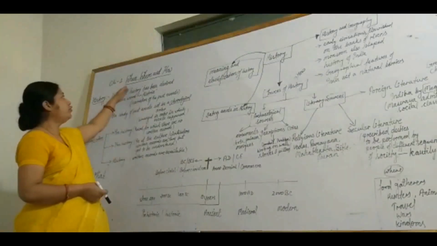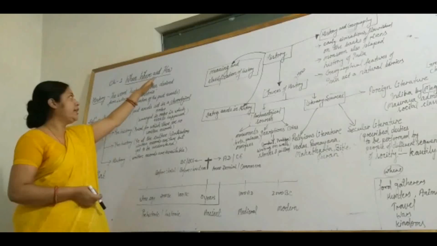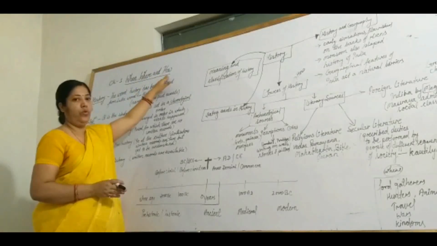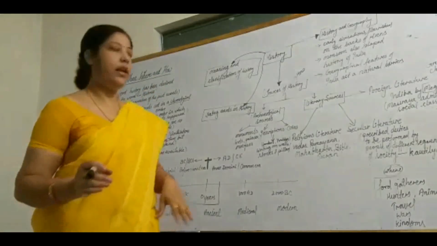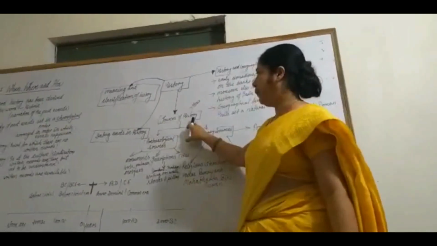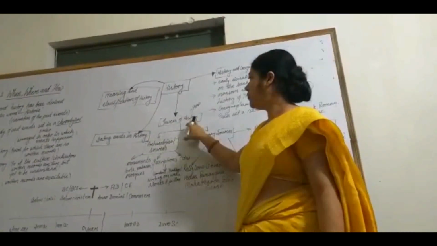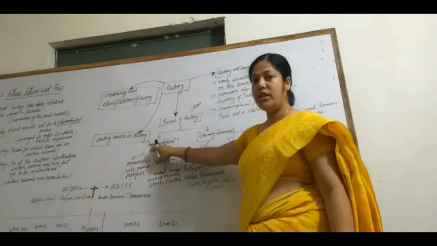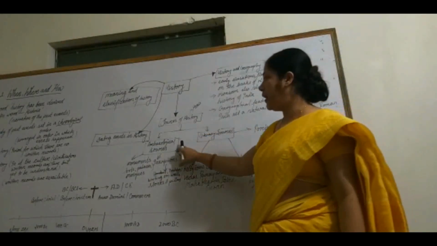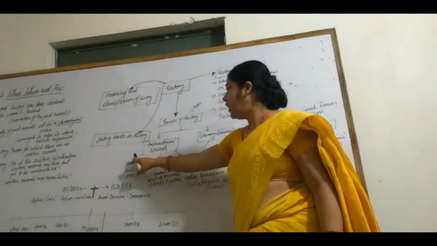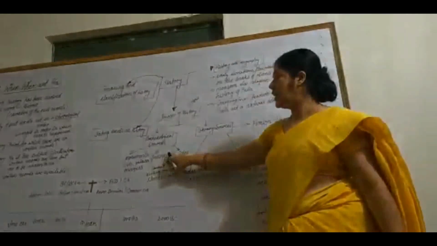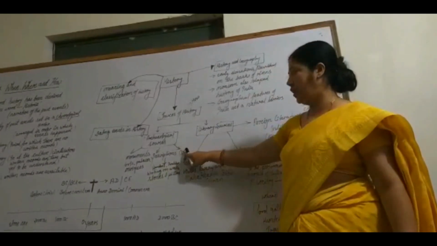After clearing these two topics, when and where, the last segment of this lesson is how. So how will we read through this diagram? How? The sources of history. We have divided the sources of history into two parts, that is the archaeological sources and literary sources. Again, this topic has been divided into three important parts. The first one is the monuments, the second is the inscriptions, and the third is coins.